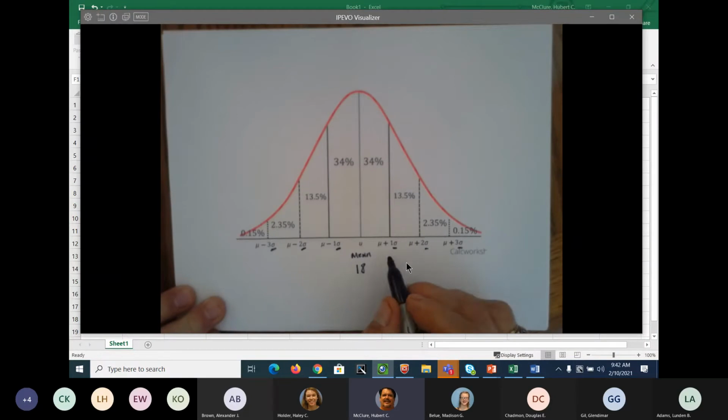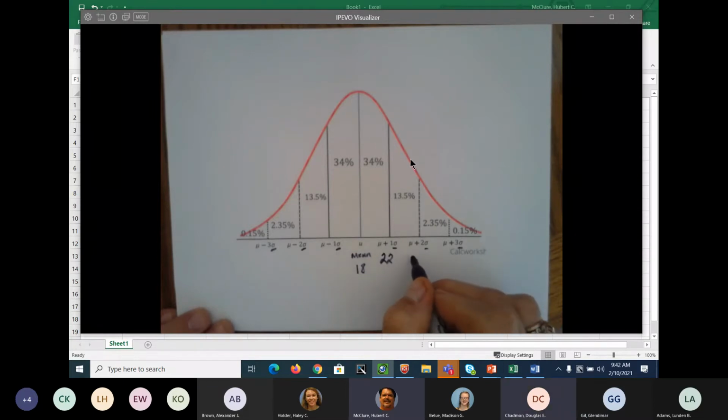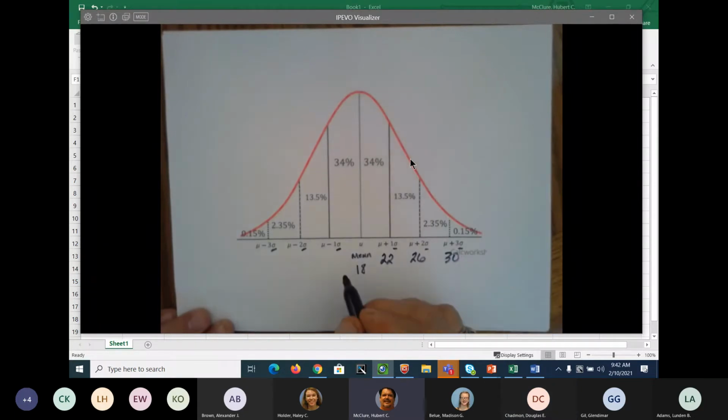And what's 18 plus 4? 22. Thank you. And keep going. What's 22 plus 4? 26. And what's 26 plus 4? 30. Okay, now I want somebody else to subtract. What is 18 minus 4?